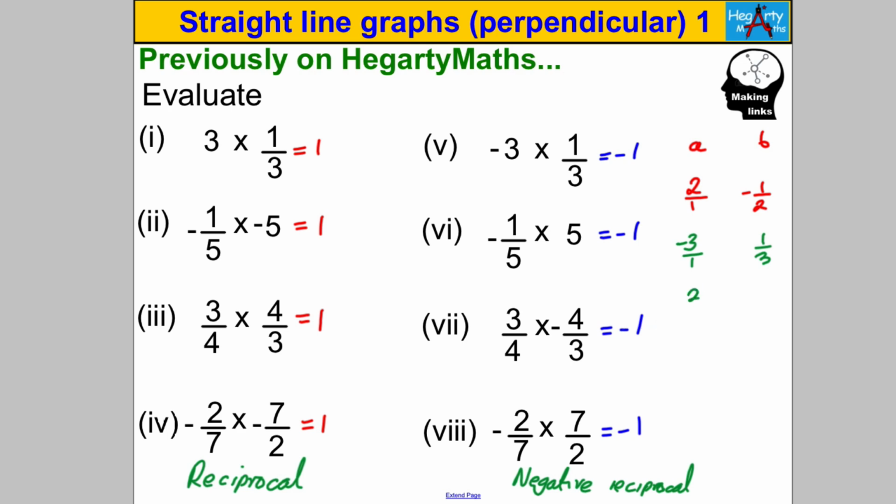If someone told you 2/3, what's its negative reciprocal? You would flip it and multiply it by -1. If someone on the other hand told you 7 over 2, you would flip it and get 2 over 7, multiply it by negative 1, and you would get negative 2/7. So that's how you work out negative reciprocals if someone asks you, and we're going to need you to do that in this particular skill and henceforth.